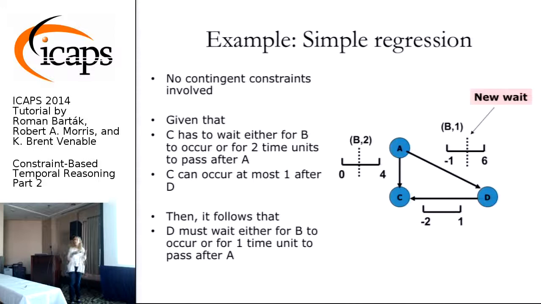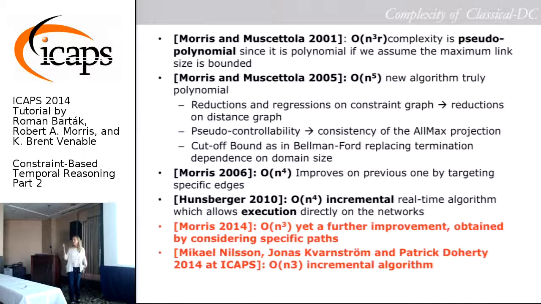So understanding the concept of wait and how you can regress waits through these networks was the original breakthrough that started the whole dynamic controllability saga, as I call it, which started with this original paper which I just described, which was n cubed to the r. So this was called a pseudo-polynomial algorithm because this r was, again, the maximum granularity of the interval. And so the purists of complexity were kind of frowning and saying, well, this is only pseudo-polynomial. It was like such a great result. I was like, why are you complaining?